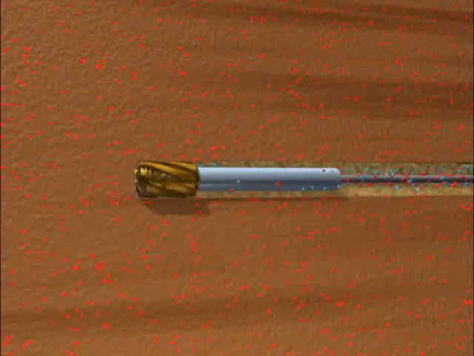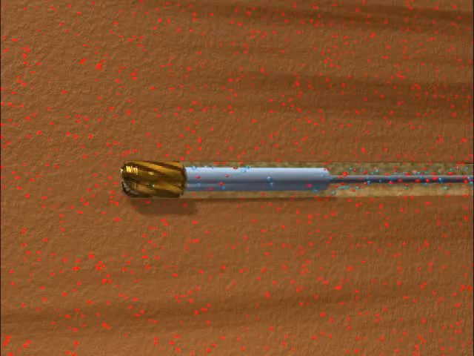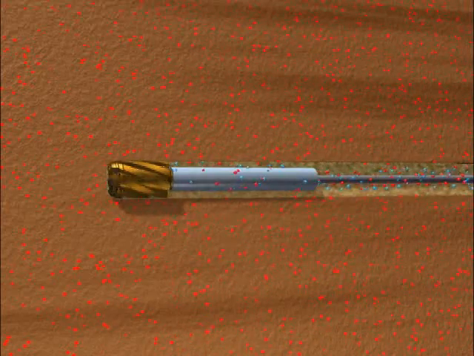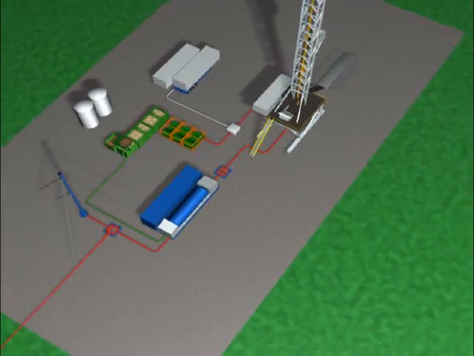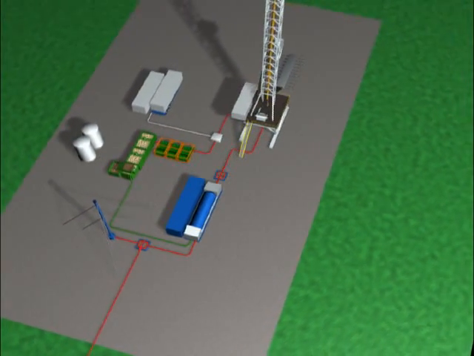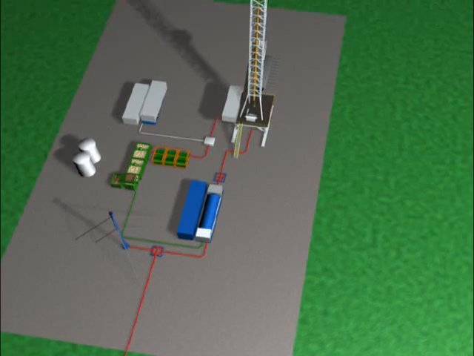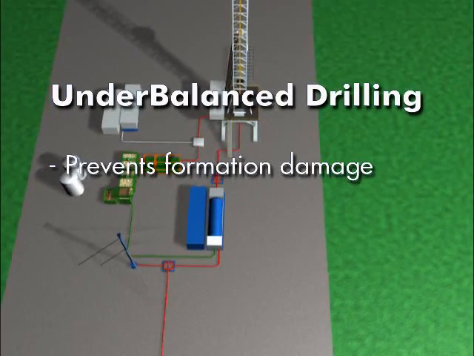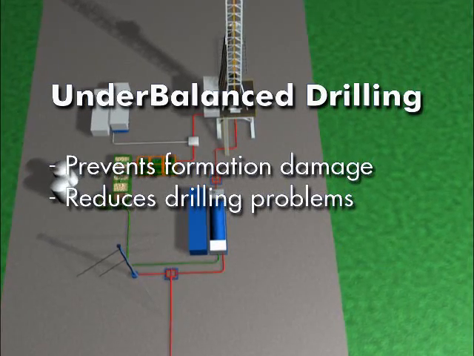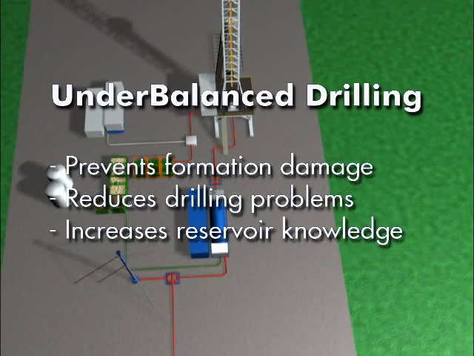In summary, underbalanced drilling allows the well to produce during the drilling phase. Underbalanced operations require additional surface equipment and a careful upfront design. When applied in appropriate wells, underbalanced drilling prevents formation damage, reduces drilling problems, and increases reservoir knowledge.